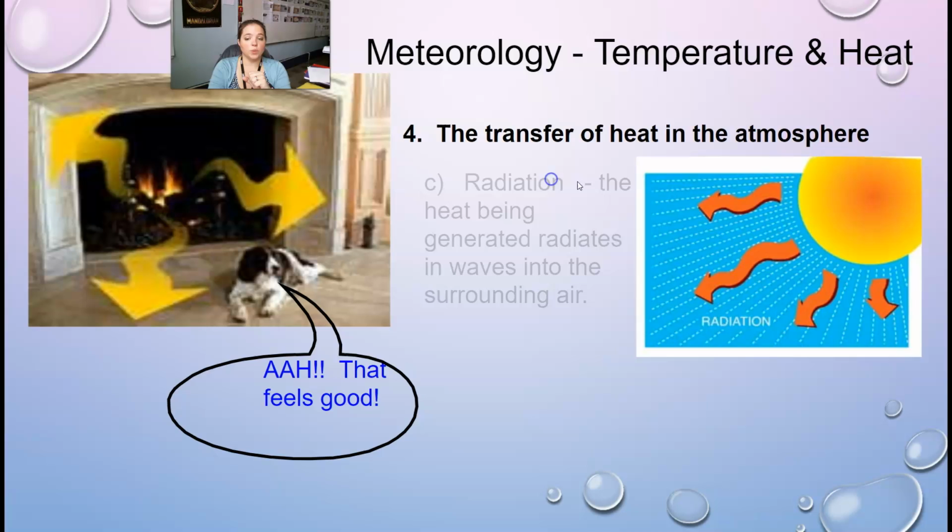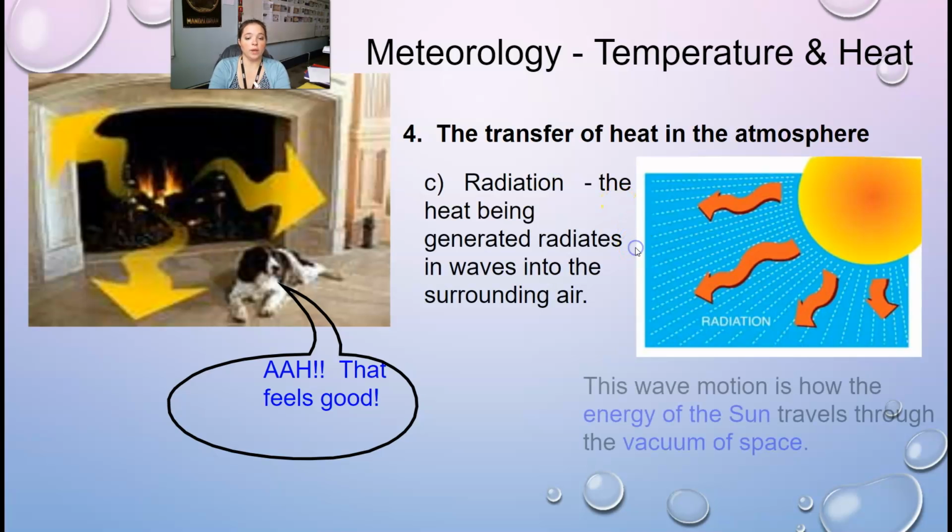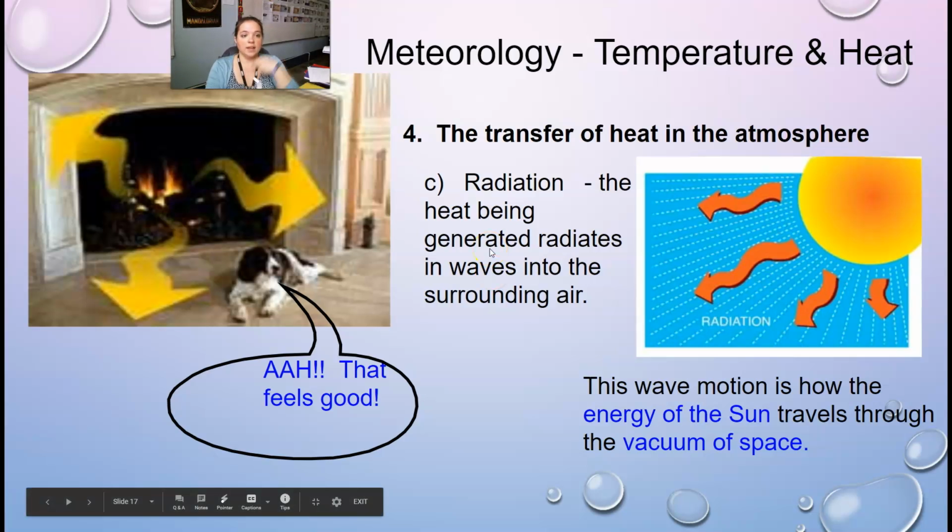And last but not least, we have this thing called radiation. The heat being generated radiates in waves into the surrounding air. This wave motion is how energy of the sun travels through the vacuum of space. I don't know if you've ever seen any hot pavement or a heater vent and it looks like there are waves coming off it. You're seeing some of the air particles moving around because of the radiation of the heat that it is giving off.